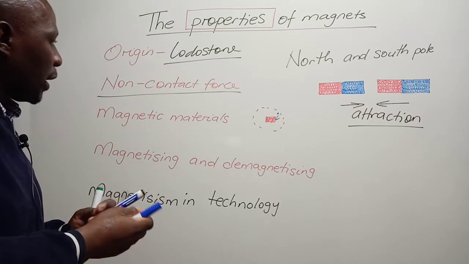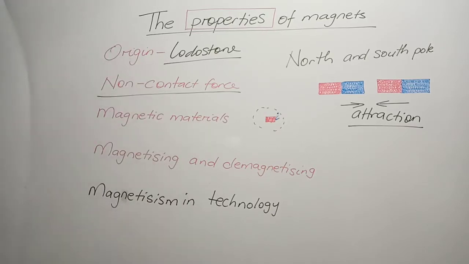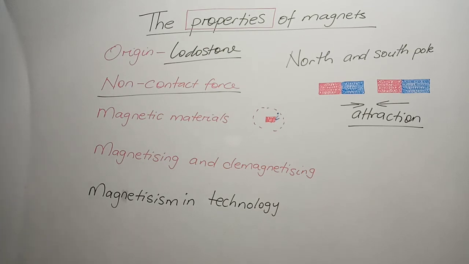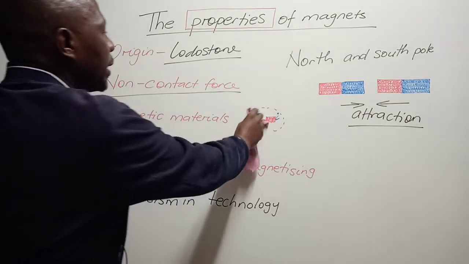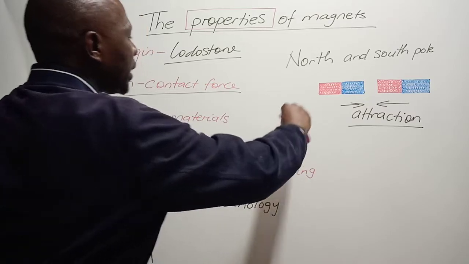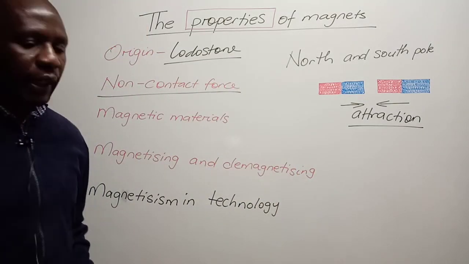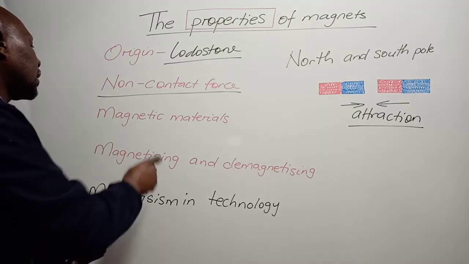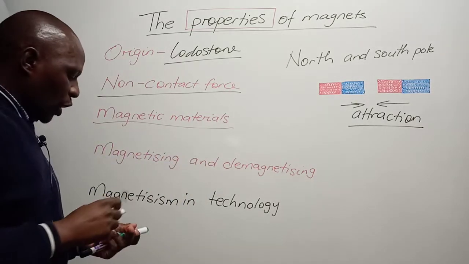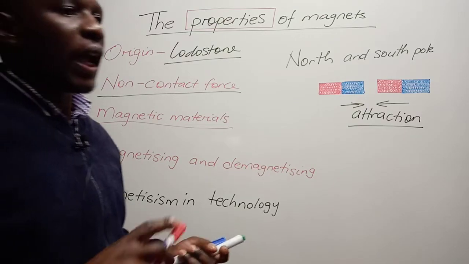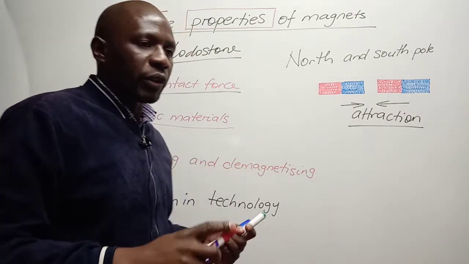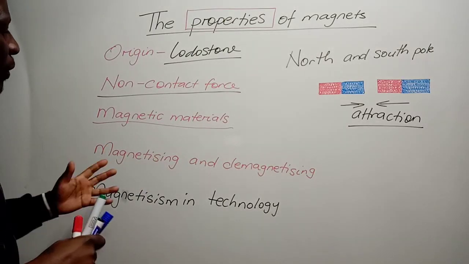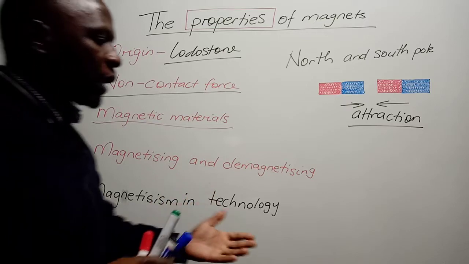Let's go on to talk about what are magnetic materials. Magnetic materials, it is anything that can be attracted by a magnet. Anything that can be attracted by a magnet is a magnetic material. So you can list iron, zinc, all those are magnetic materials. Now let's talk about magnetizing and demagnetizing.